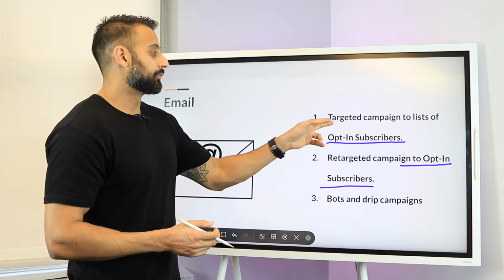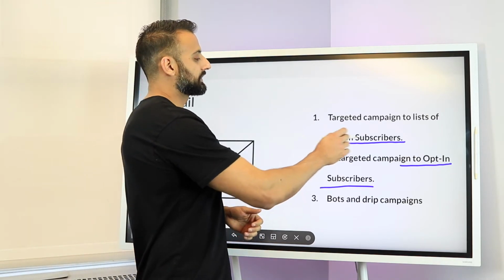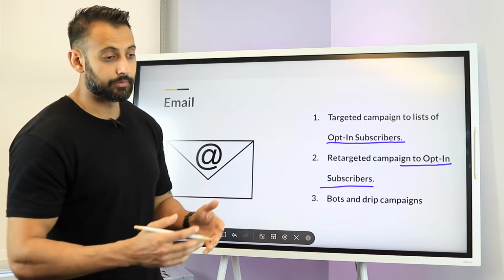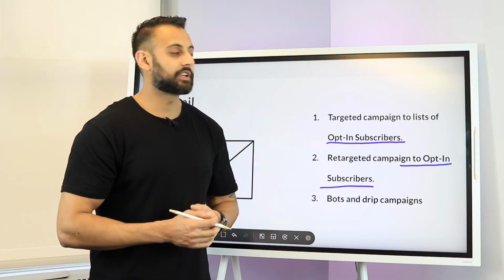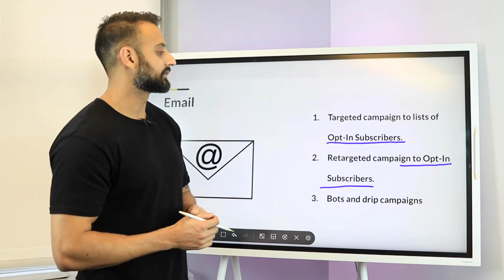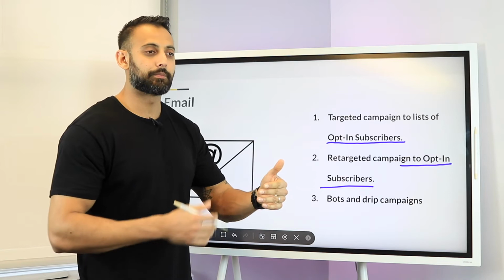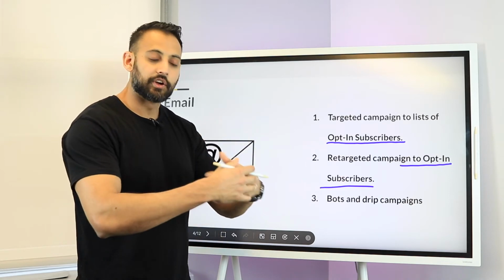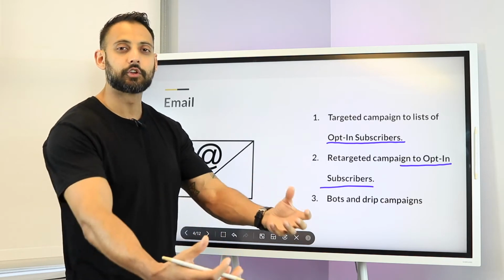The fact is, I always like to touch on this point here: opt-in subscribers. A lot of people think that that's just the people that have opted into their company. What that actually means, from a legal standpoint at least, is you can contact list providers where people have opted into certain things, and you can start advertising through list providers. So it doesn't just mean who's come to you.